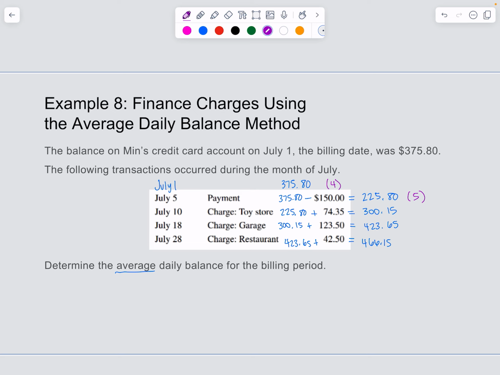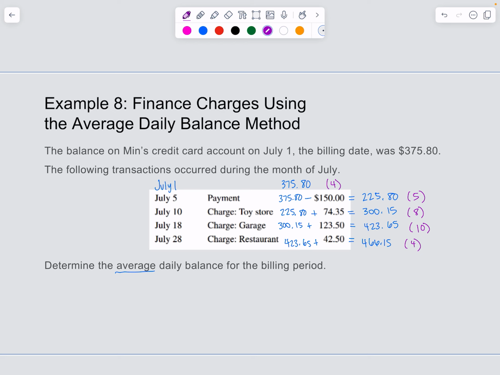Then from the 10th to the 17th, this one lasted 8 days. From the 18th to the 28th, this one lasted 10 days. And then to finish off the month, from July 28th to the 31st is 4 days. So now we have not only the amount that was owed on her card, but the number of days that amount was owed, however many days it lasted.